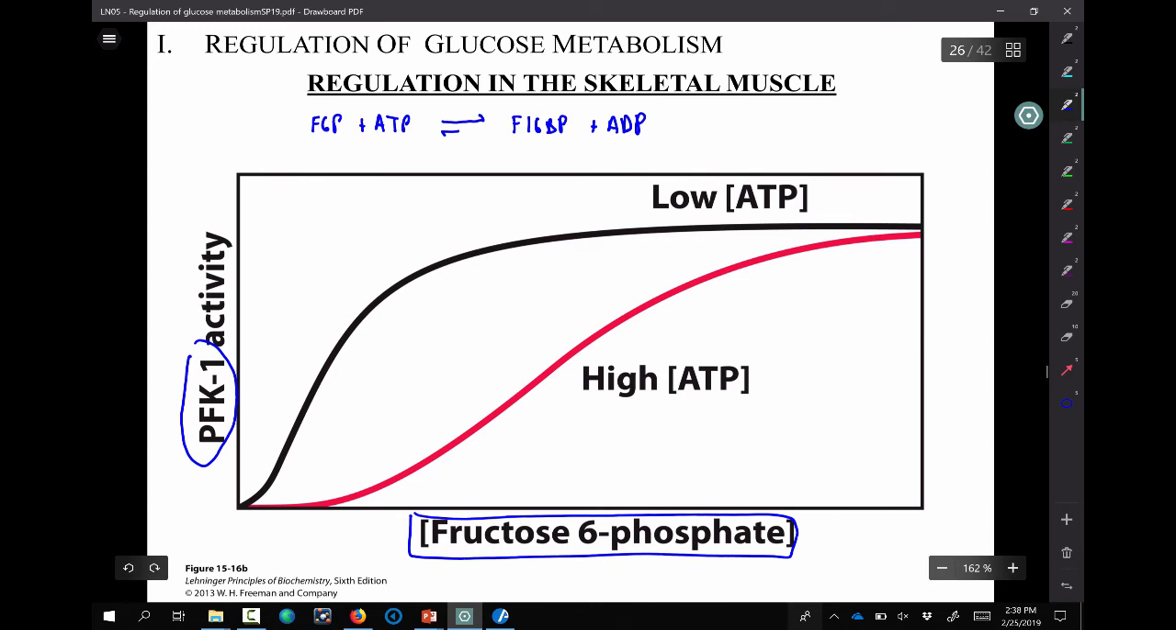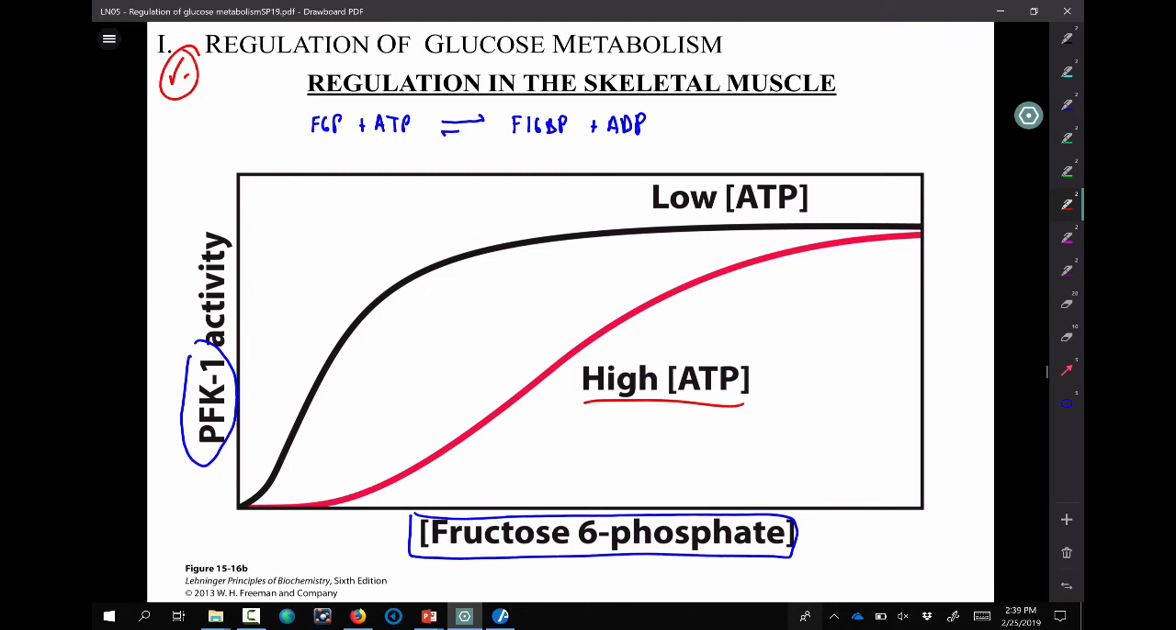Okay, and we see here 2 different curves with 2 different levels of ATP, high and low. And you'll notice that in the presence of high ATP here, the activity of PFK2 goes down. Not PFK2, PFK1, sorry. You say, oh, see? I got, okay, fine, I'll give myself a red check minus. Okay, there we go. I misspoke for just a moment.